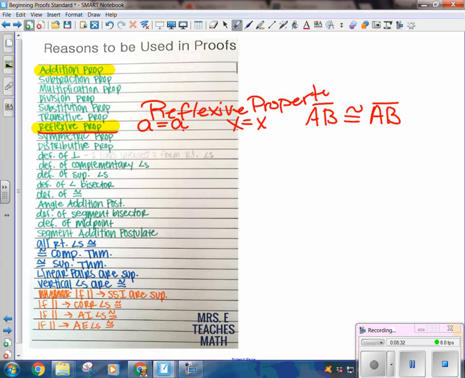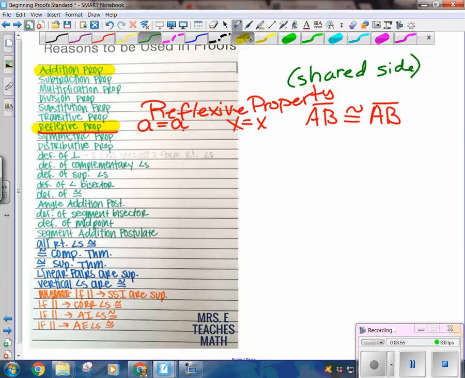You are going to see this come up. When we were talking about shared sides, and we said the same line goes with the top triangle as well as the bottom triangle because the side was in the middle, that shared side is actually the reflexive property. All right. Do you recognize what perpendicular lines are?